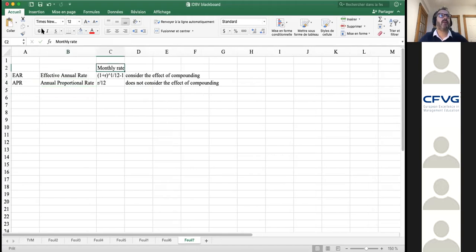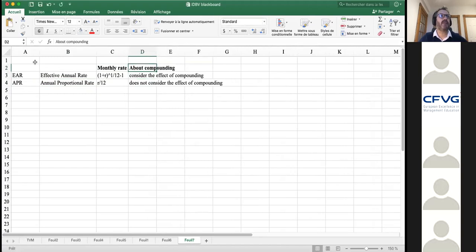And we will see that to calculate the monthly rate, we have two different rates. For the moment, just keep in mind that we're going to discuss two different rates, EAR and APR. We will come back to the Excel when we want to compare the two. So keep in mind that we are discussing two different rates.